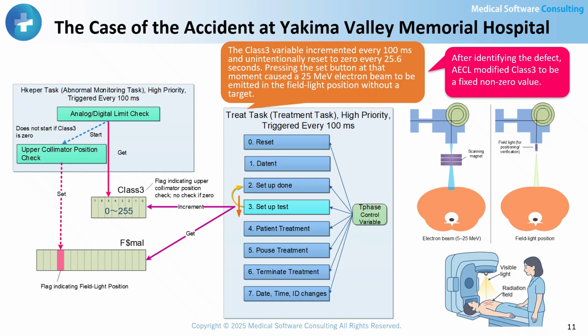Without a target or scattering foil in place, the electron beam reached the patient as a narrow, millimeter-wide pencil beam. The patient suffered massive tissue necrosis and multi-organ complications from the overdose and died in April. In this case, AECL's interim fix was to change the software so that Class 3 was assigned a constant non-zero value instead of being incremented. This revealed that the incrementation of Class 3 had no real purpose in the first place.